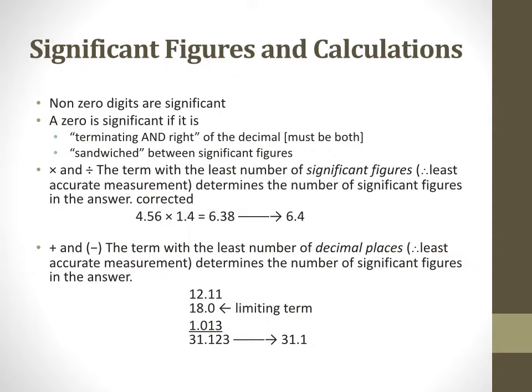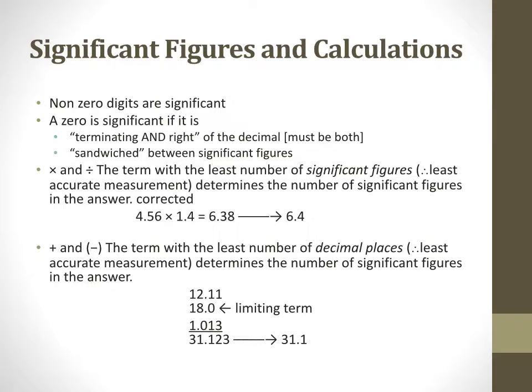When we're talking about multiplication and division, the term that has the least number of significant figures, which would make it the least accurate, is the one that determines the answer. So in the example given here, 4.56 multiplied by 1.4, your final answer is going to have two significant digits because the least accurate measurement, that 1.4, only had two significant digits.